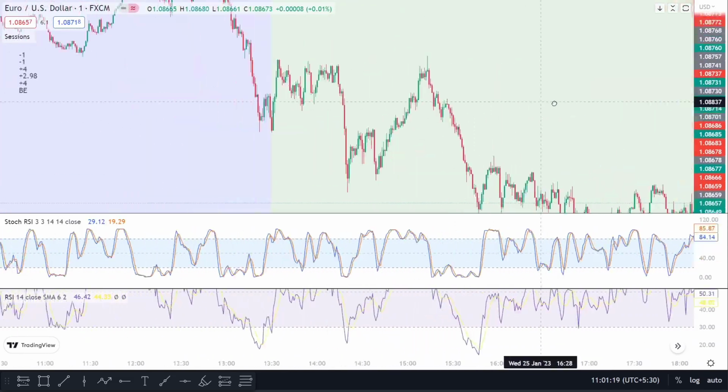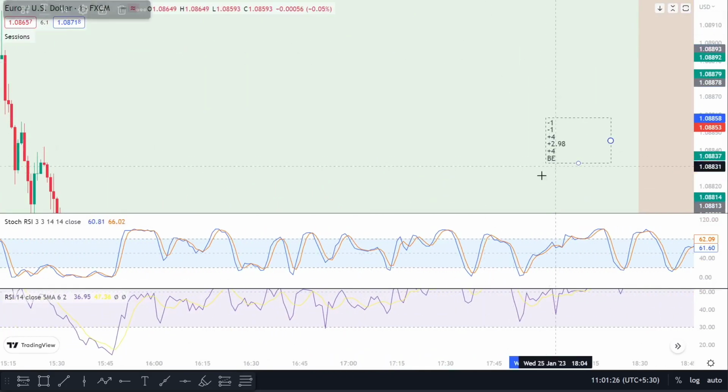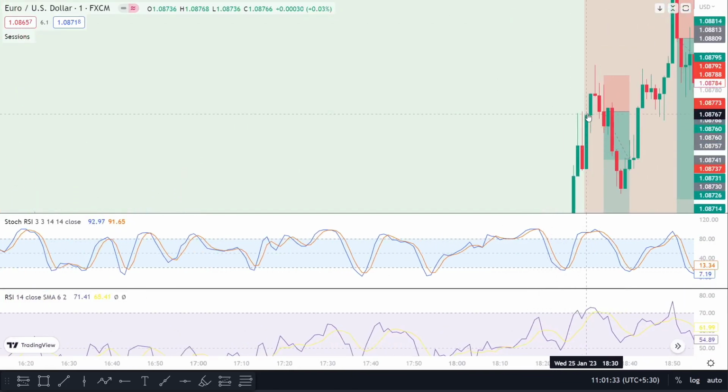Okay, so we have Wednesday right here again. As we enter the London and New York overlap, we get an oversold using the RSI right here, and we get a crossover at this candle. At this candle, we get a crossover both in the stochastic and RSI, both oversold.